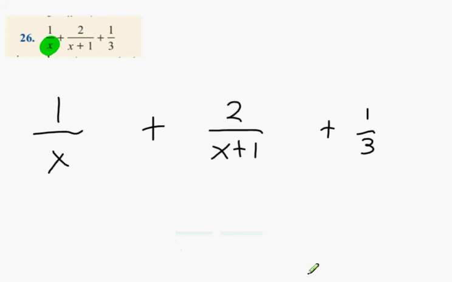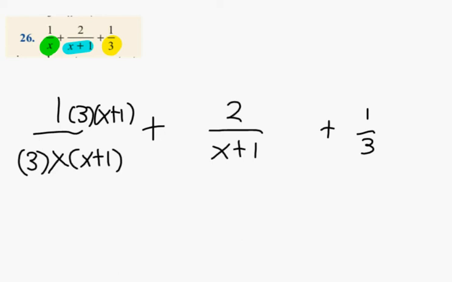Right, green, blue, yellow. What does the green one see on its level? It sees the blue and the yellow, doesn't it? So it says, you know what? I want the yellow one and I want the blue one. What I do to the bottom, I must do to the top. 3 times x plus 1. To check if I've done everything right, I could just cancel them back out again, couldn't I? And I'm still left with 1 over x. So it's still the same thing.